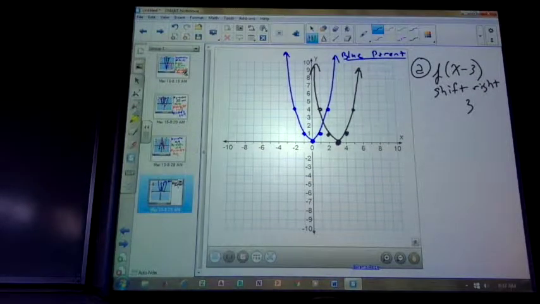So, if something is in parentheses, it shifts the opposite direction of what the inside says. Because that's x minus 3, it means I'm going to shift right 3. So I identify whatever points I can see, and I shift those points. I don't move them up or down. I just shift them to the right. Everyone with me still? Seem okay?